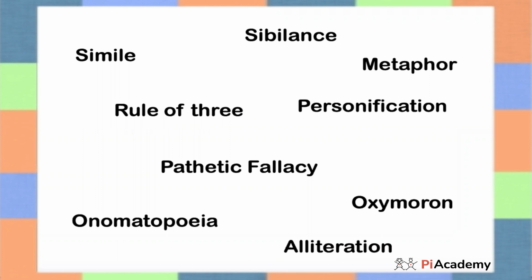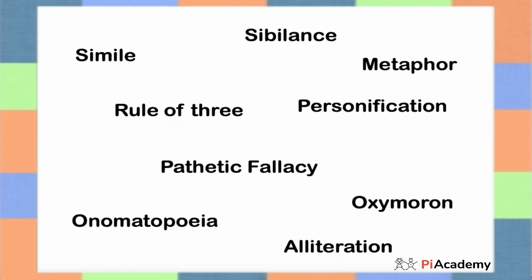Okay, some suggestions there. Thank you. So, could we ensure that we're all on mute, please? Simile. You are comparing two things using like or as. Sibilance. That is the repetition of the S sound. So, for example, the slippery snake.